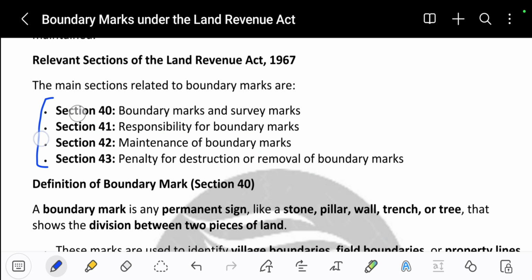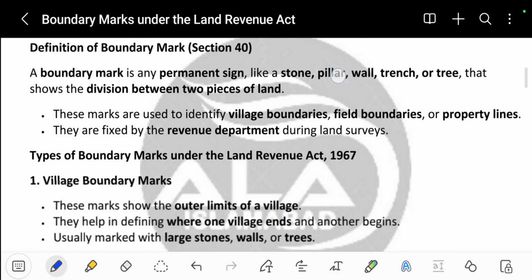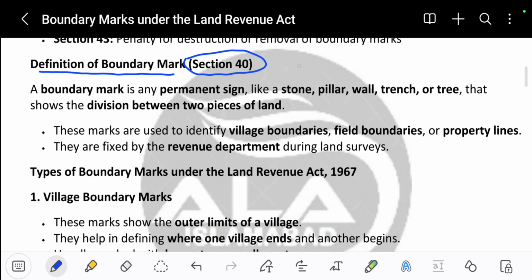Let me just clean it out a bit. Now we have the definition of the boundary mark. Whenever you're writing any heading, if it includes any section, please write those sections in the exam paper, because these sections carry a lot of marks. If a student puts the section in a bold marker, that student will get more marks compared to another student who is not adding sections. So please add sections if you find any and highlight them with a marker.